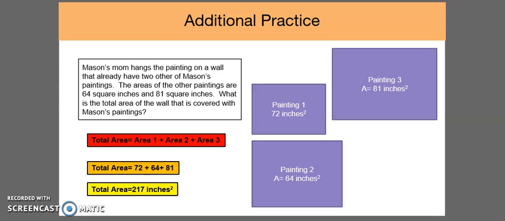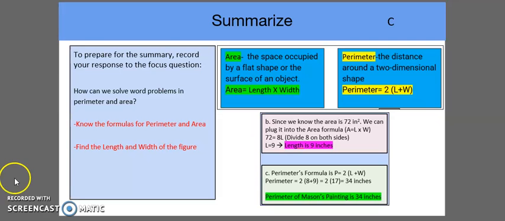Let's move on to our summarization. How can we solve word problems in perimeter and area? Know the formulas for perimeter and area, and find the length and width of the figure. When you know the length and width, calculating the perimeter and area is straightforward because you can fill in the missing information to calculate what you're solving for.